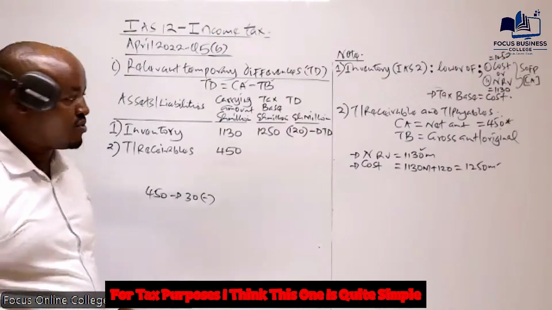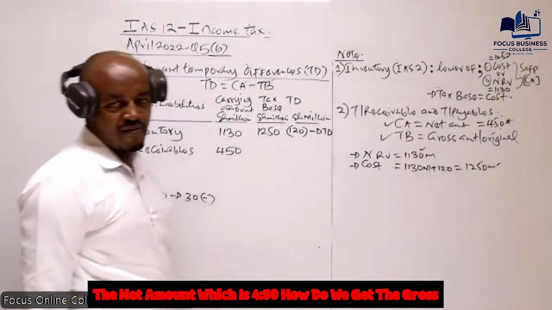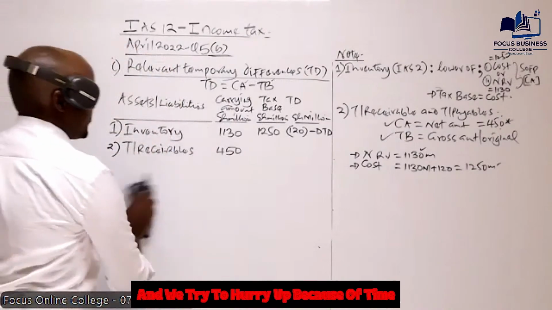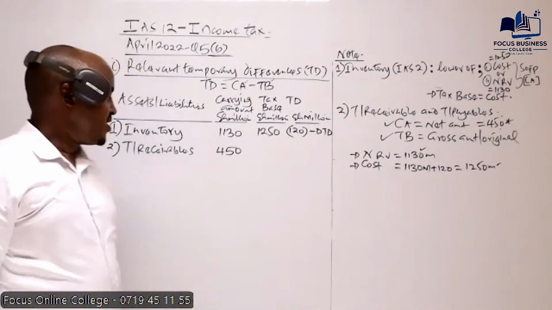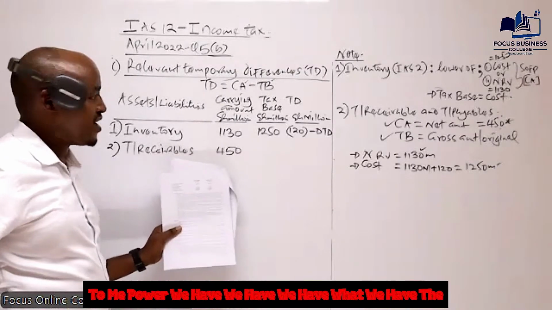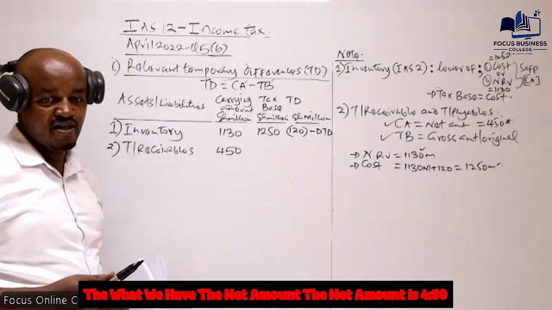I think this one is quite simple. So we have the net amount which is 450. How do we get the gross? Who can tell us how do we get the gross? And we try to hurry up because of time. Betty, how do we get the gross? Vincent, Jacqueline, Jim. We have the net amount. The net amount is 450.